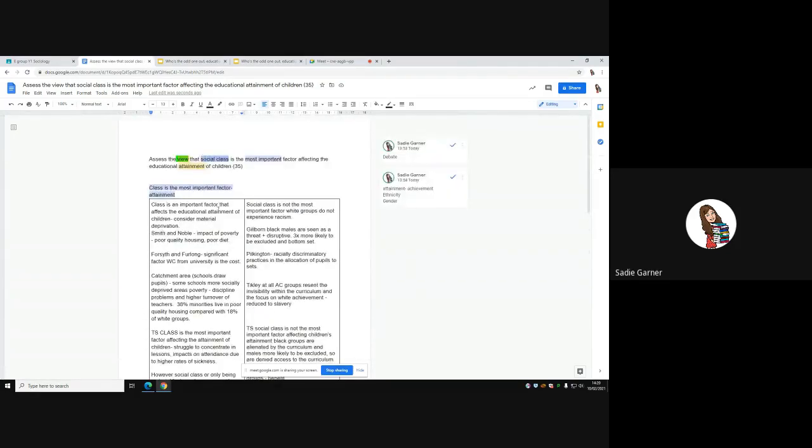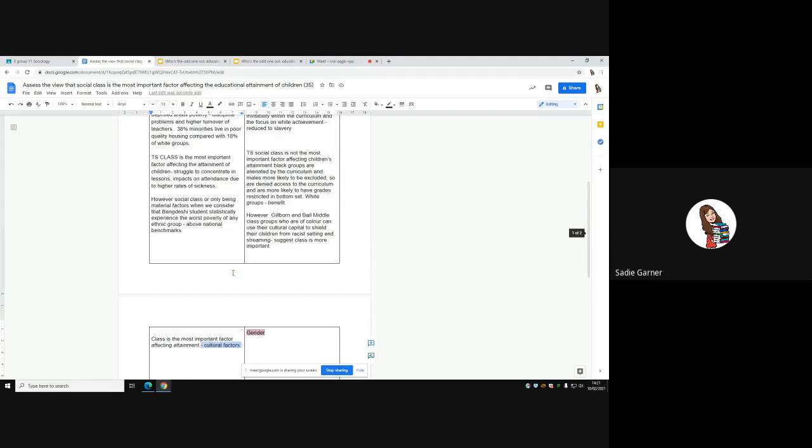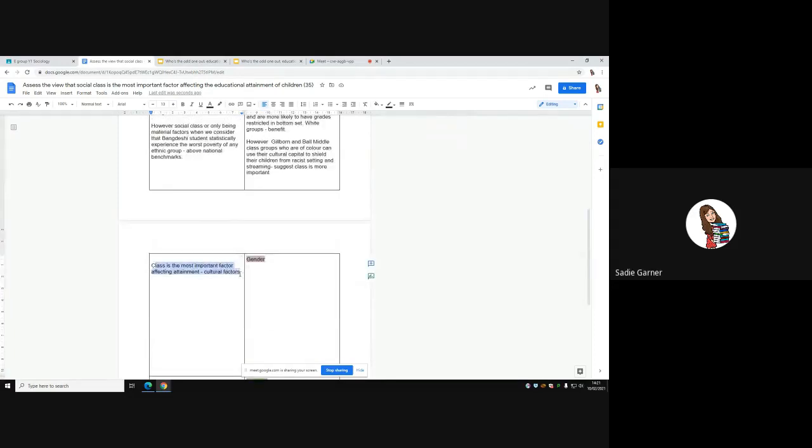Social class is the most important factor affecting attainment, particularly when you consider cultural factors. Because for Sugarman, the reason why working class groups don't attend is because of their culture. They're so present time orientated, and they're just always seeking immediate gratification. Class is the most important factor when we consider cultural.